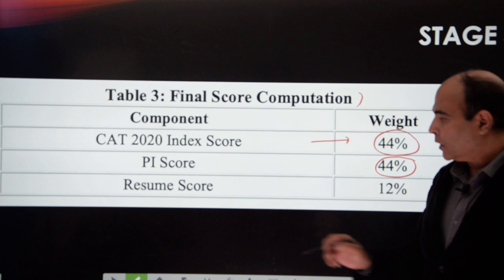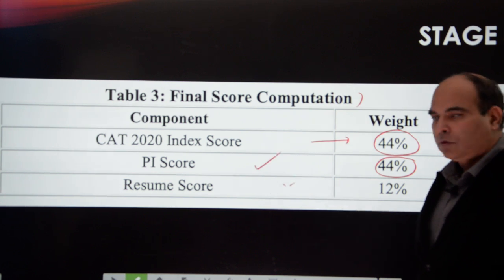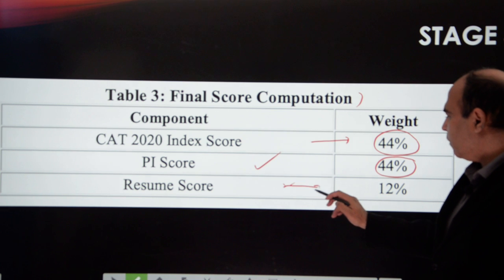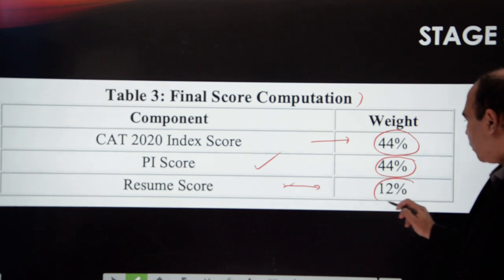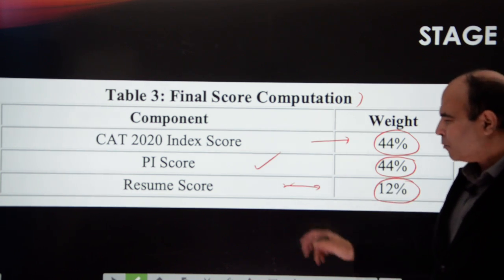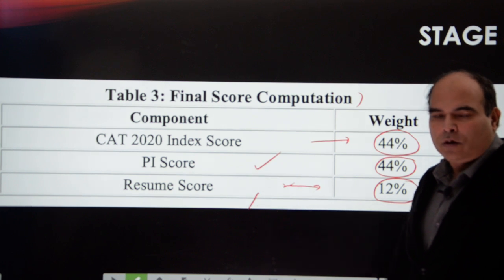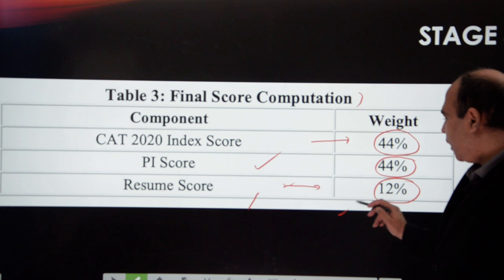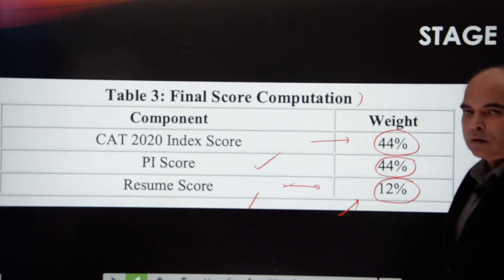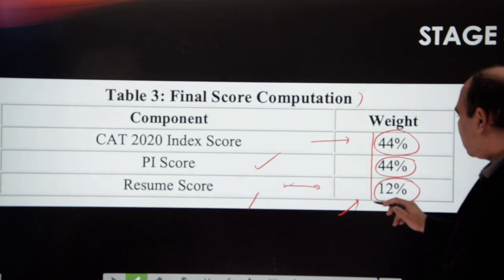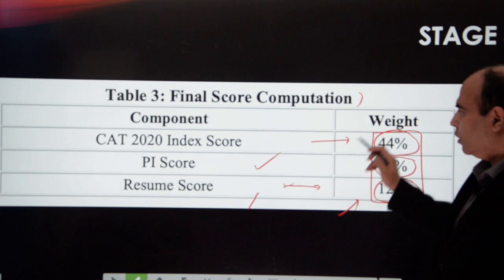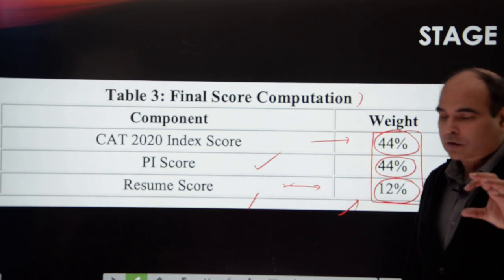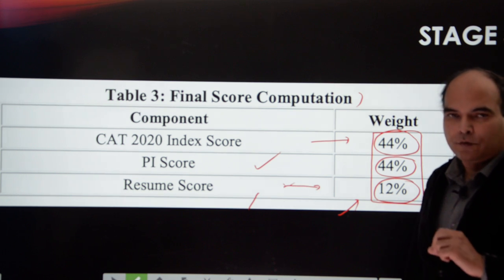So personal interview is again a very high component. It's almost a make or break component there. And you also have a resume score, which I guess would be based on the quality of your education, also some score for doing well at your graduation and the quality of work ethic, etc. They'll all put it into this. So that's 12%. This is your final weightage on the final selection. So that's how IIM KOZHIKODE is doing their final selection in 21-23.